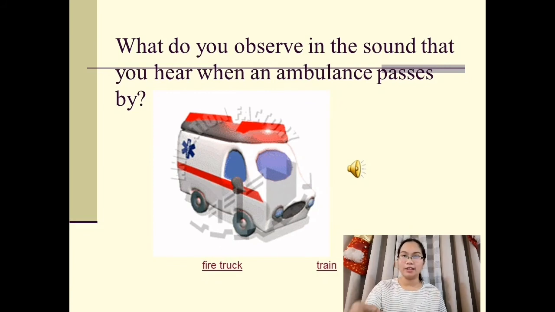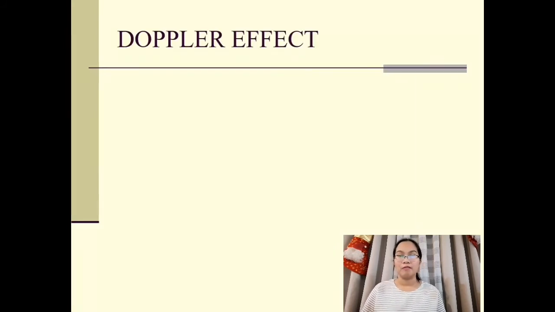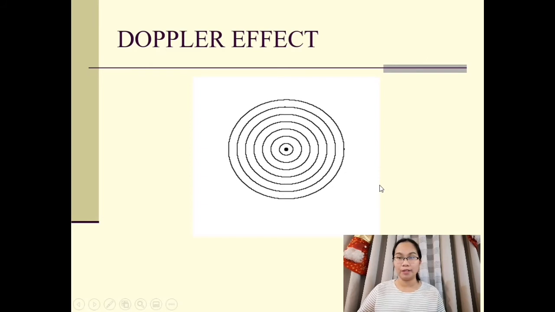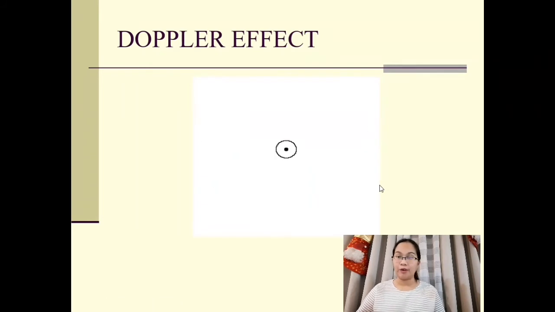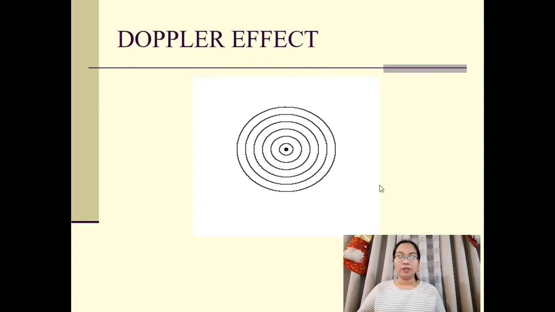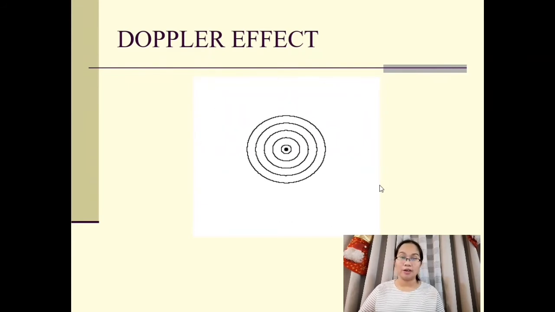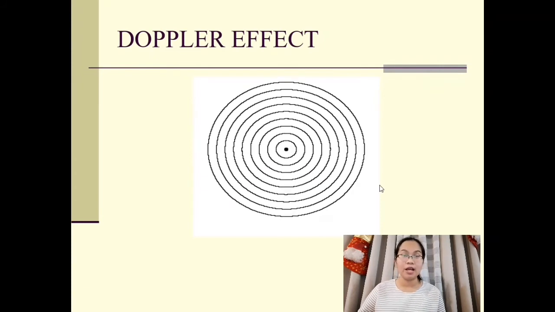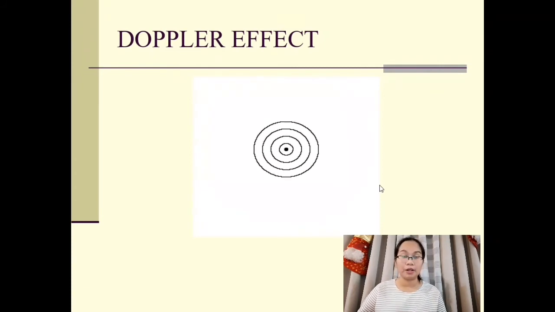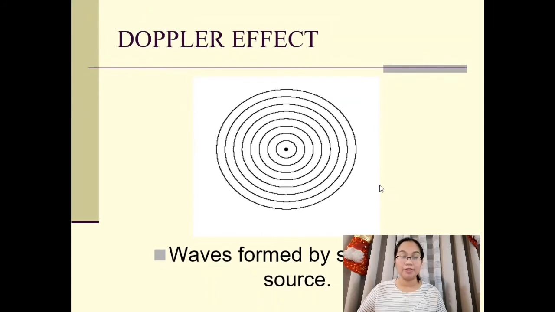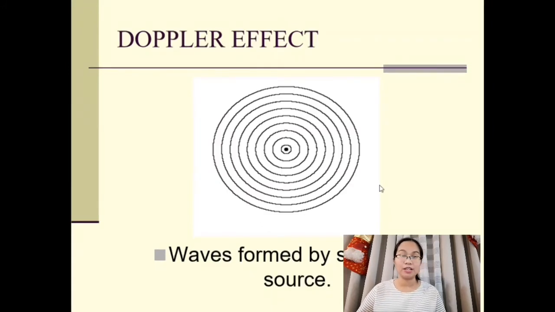Okay, so let's take a look at this animation. If you have a stationary source of sound, you can see here the waves formed. If you compare the right and the left, what can you say about the frequency of the sound? The frequency of the sound, or the number of waves passing through a certain point at a particular period of time, is the same. Therefore, the pitch of the sound to the left and right is the same.